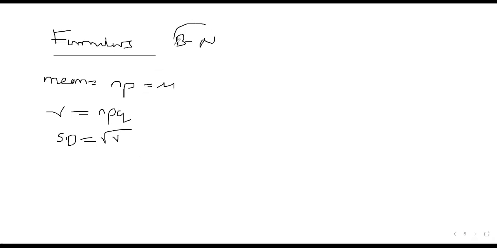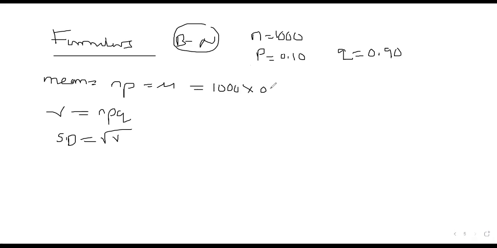So firstly, are we clear with these formulas that we have? Now, I want you to participate. If N is 1,000 and our P is 10% or 0.10 and our Q is 0.90, can you help me find these things? What is my mu? NP? 100. How did you find that? 1,000 times 0.10, which is 100. Are we all agreeable?